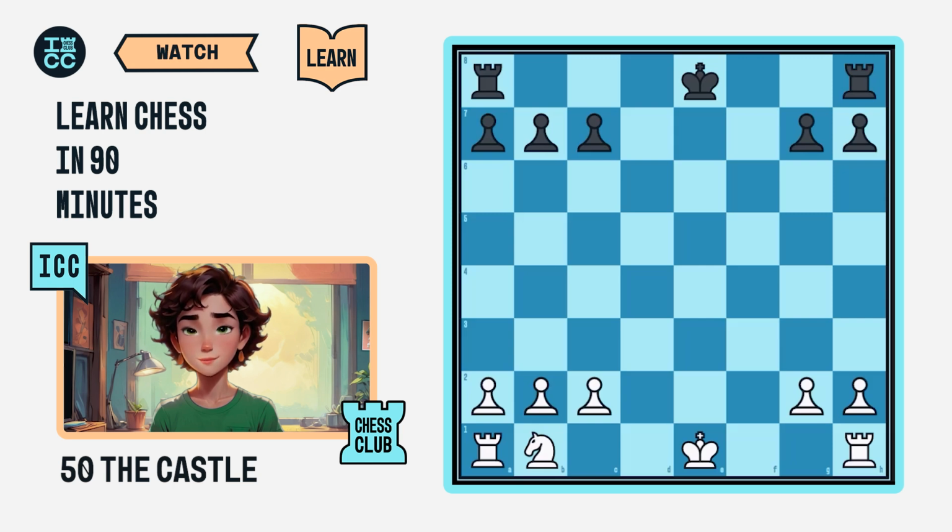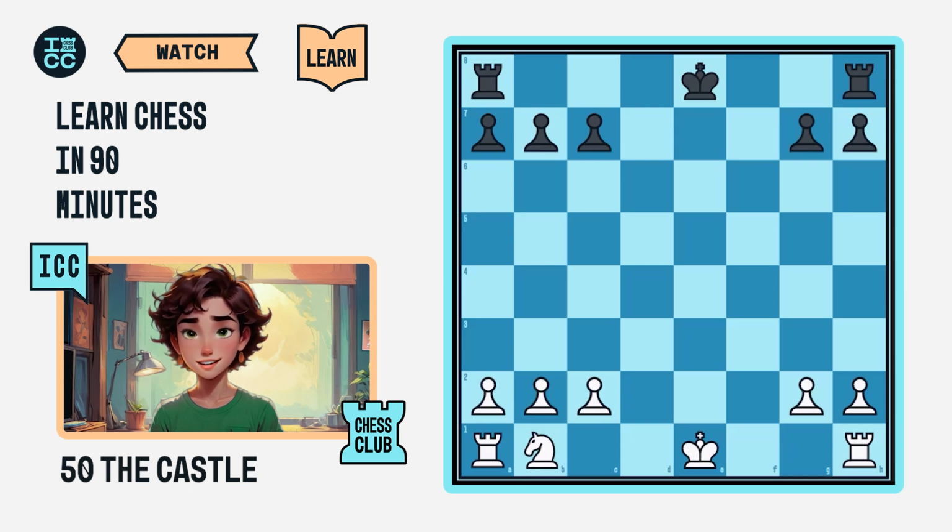Now, let's see the rules to be able to do the castling. First rule, the king must not have moved. If the king has moved at any previous moment, we can't do castling. The second rule is that the rook we're going to use to castle can't have moved either. If the rook has moved before, we can't castle. And the third rule, there must be no pieces between the king and the rook.